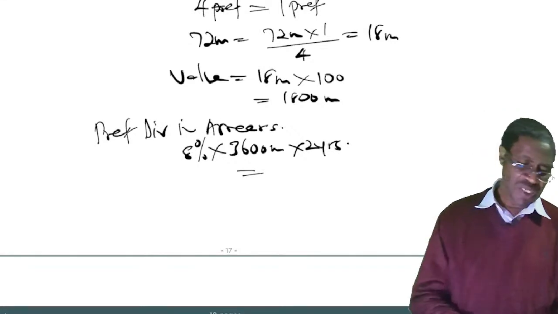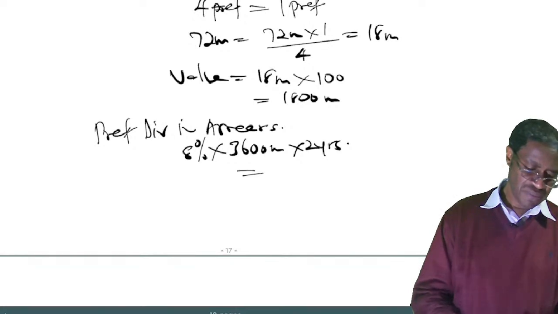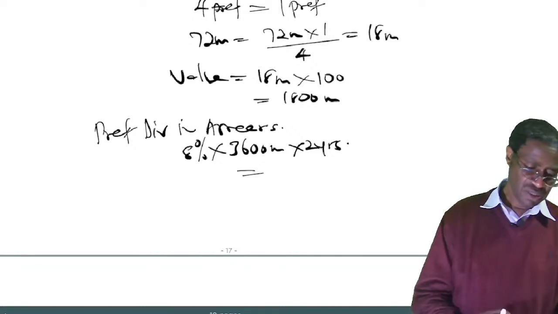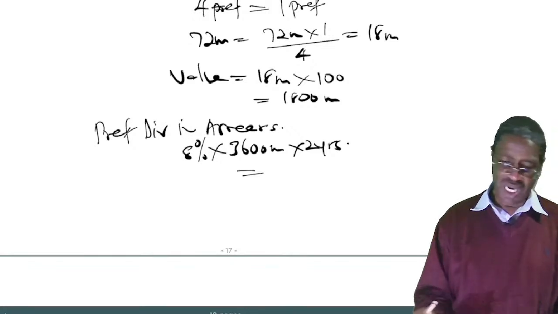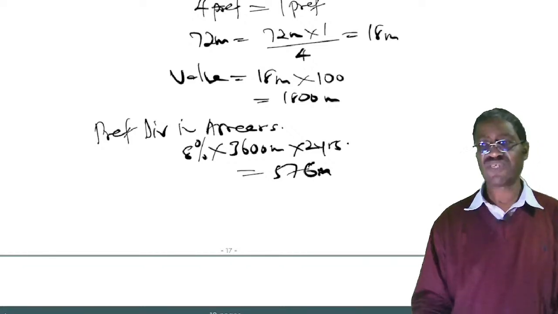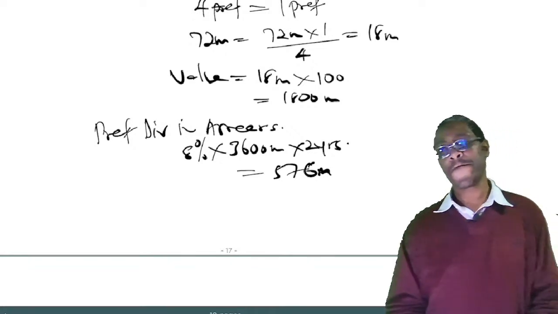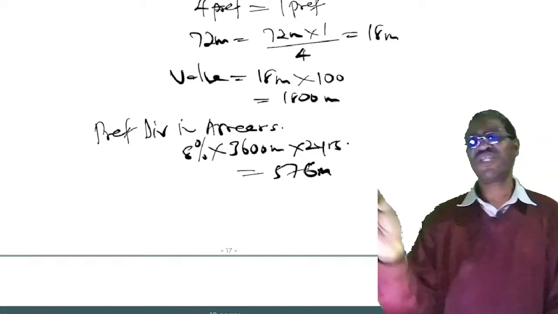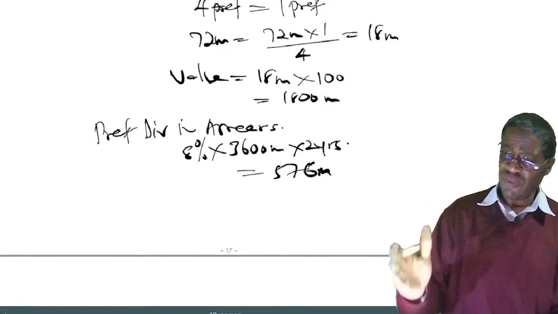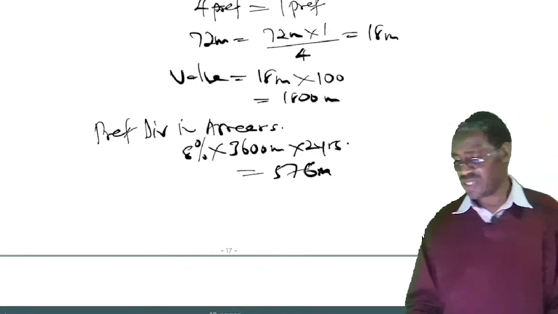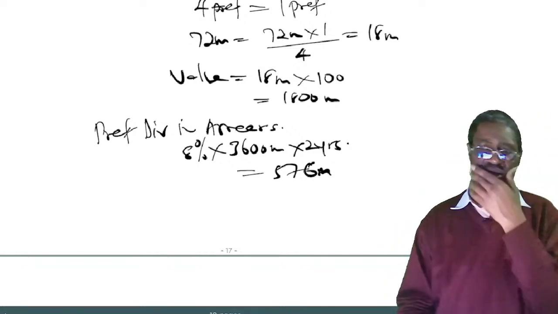Good. So how much is the arrears? It will be 8% times 3,600 times 2 years. So the arrears are 576 million. Good. So half of this will be given in terms of shares. We don't even need to put it down. When we add the total of the purchase consideration, we shall just have to remember that. Good. Let's go to the next one.